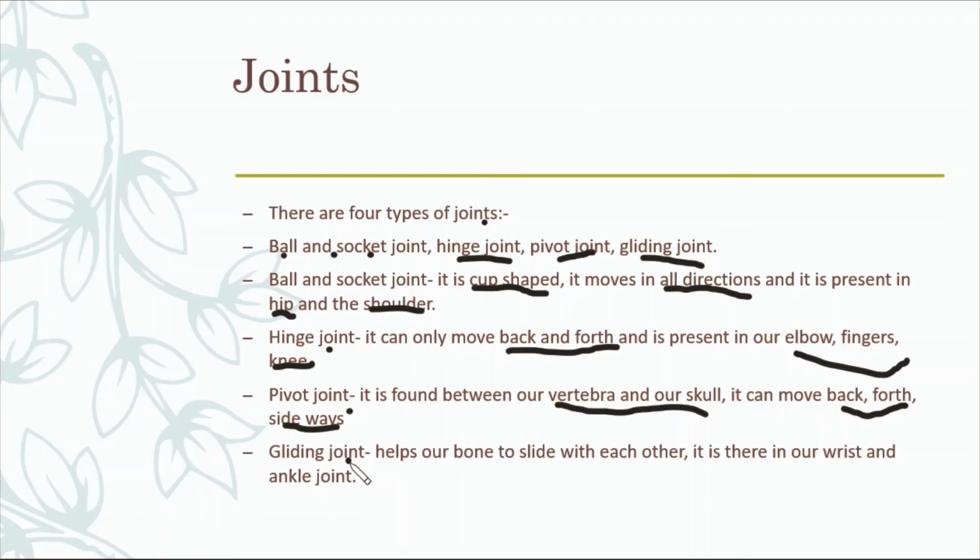Now the gliding joint helps our bones to slide with each other. Now it is there in our wrist and our ankle joint. So now if you try to move your wrist all around in all directions, it will help you because your bones are actually sliding together. So that's why you can actually move it in all directions. So it is present in our wrist and ankle joint. Ankle is in your leg.